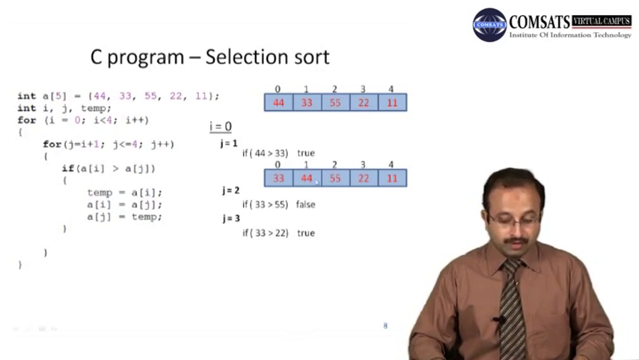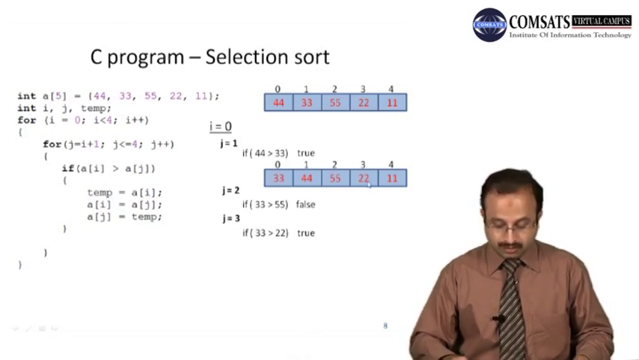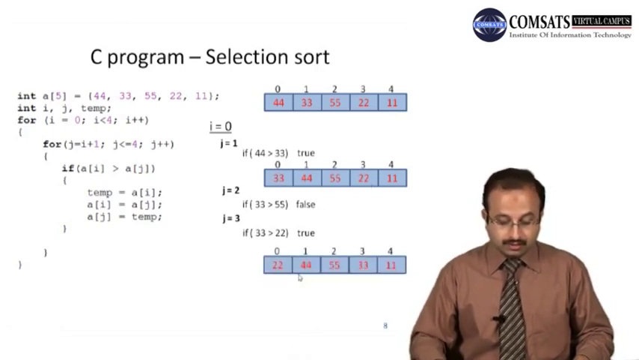Then we have to swap the value of the 0th index with the 3rd index. So the values have to be swapped: 22 comes over here and 33 comes over there. So the array will look like this: 22, 44, 55 and 33. So these two values are swapped.